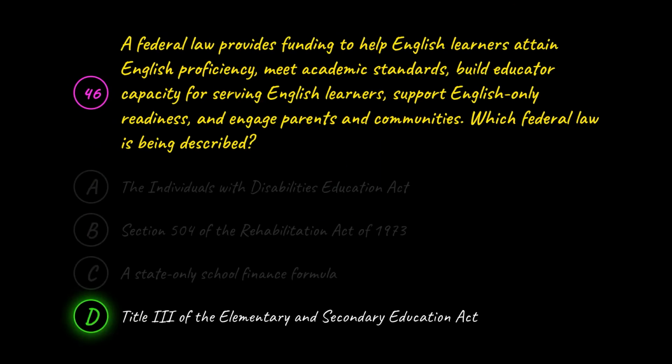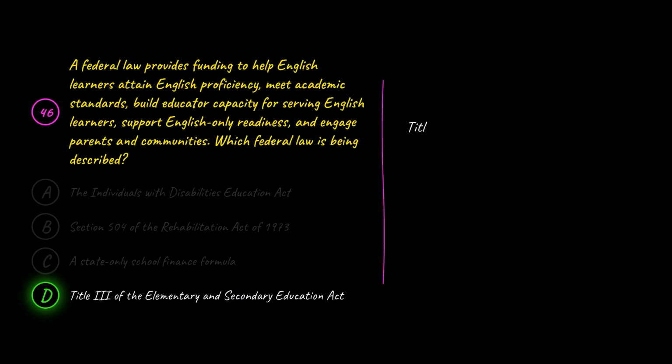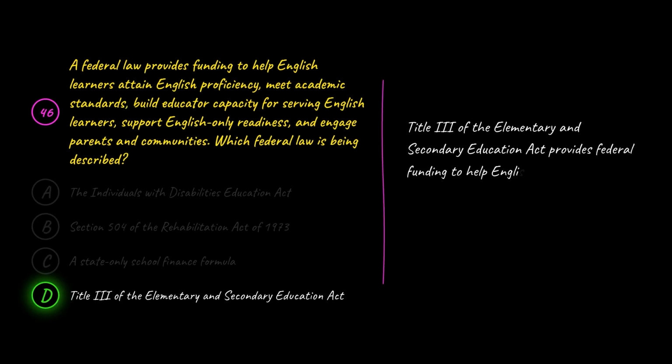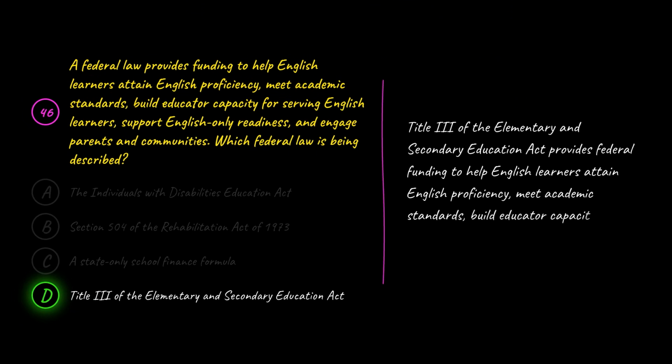The correct answer is D. Title III of the Elementary and Secondary Education Act. D is correct because Title III of the Elementary and Secondary Education Act provides federal funding to help English learners attain English proficiency, meet academic standards, build educator capacity, prepare students for English-only settings, and promote parental and community engagement. The course material lists each of those purposes directly.